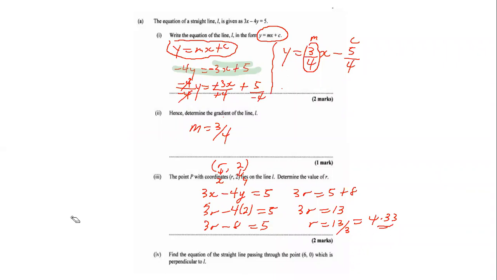What are they asking? Find the equation of the straight line passing through the point 6, 0, which is perpendicular. So they make mention that it's perpendicular. Professor, the formula for that is 1 over m something.